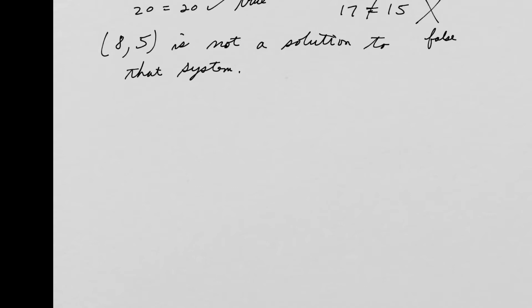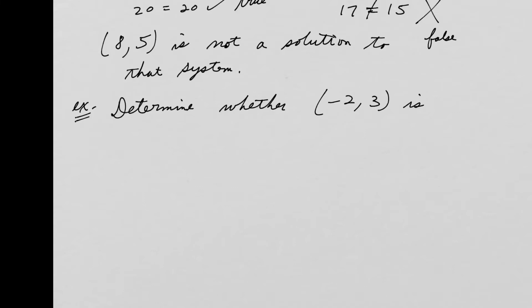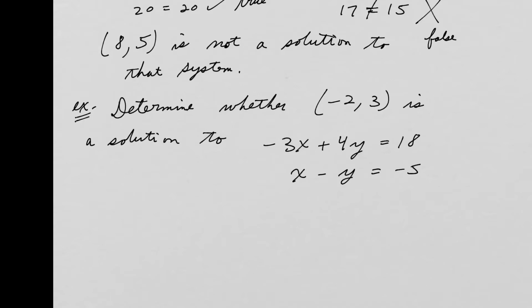Let me do another example. I'll just make one up. Let's say I want to determine whether the point (-2, 3) is a solution to this system: -3x plus 4y equals 18, and then x minus y is equal to -5.